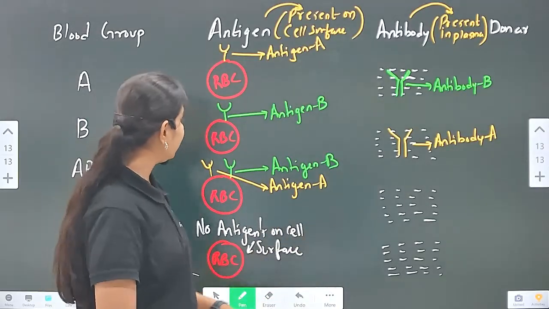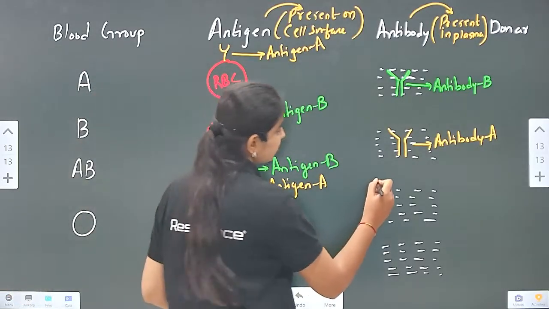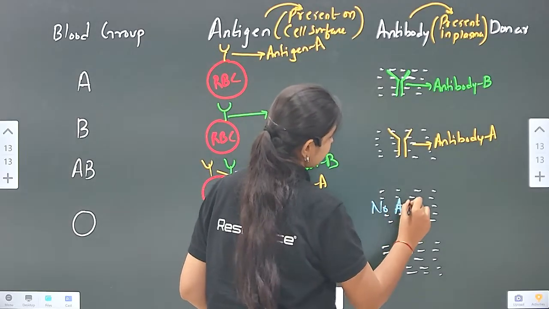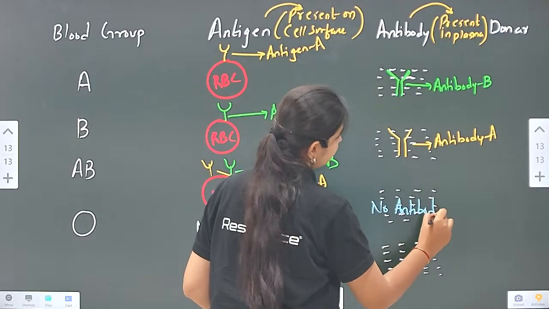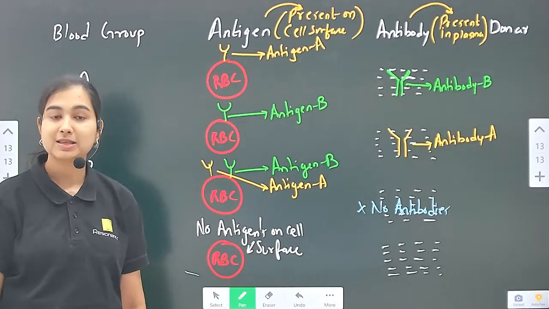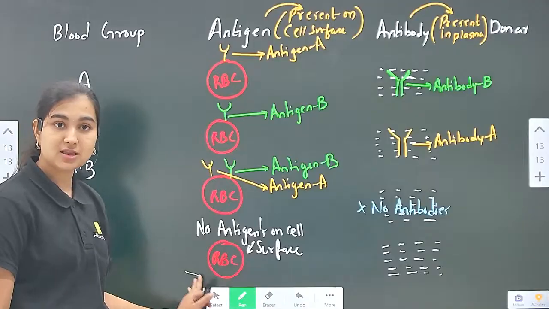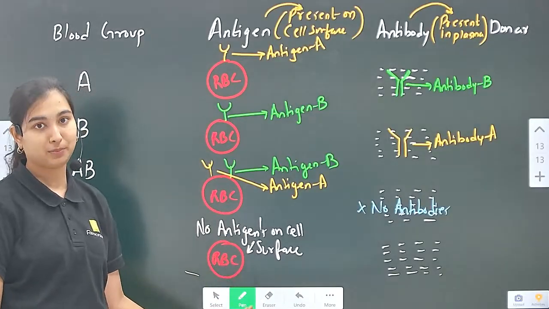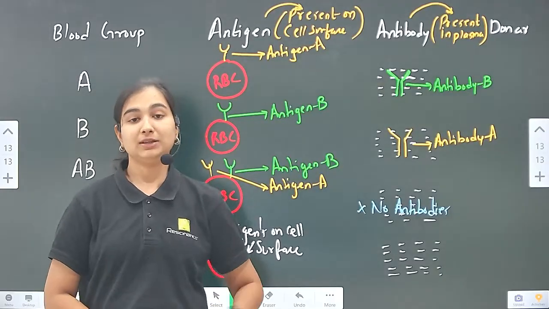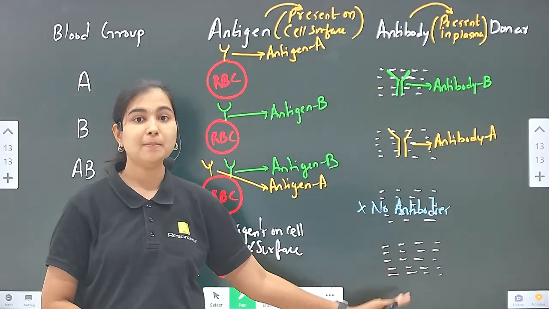So here in this AB blood group there are no antibodies. We have no antibodies present in the plasma. This is clear? No antibodies in the plasma. Next, we have no antigens on the cell surface in the O blood group. When we have no antigens on the cell surface in the O blood group, then both the antibodies are present in what? Present in the plasma.